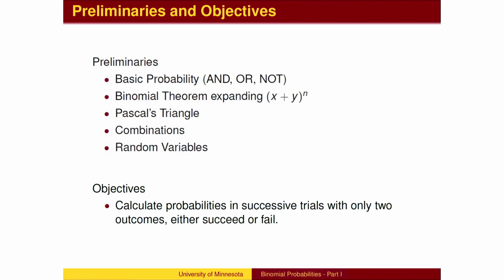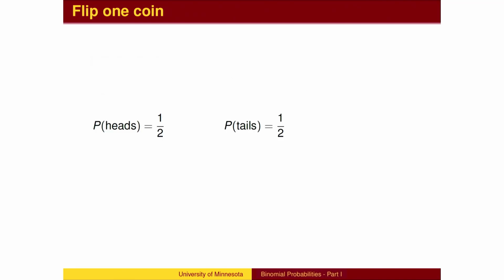In this lesson, we will calculate probabilities in successive trials with two options, such as heads or tails when flipping coins. We begin with the simplest case. When you flip one coin, there are two possibilities, each with probability 1/2.